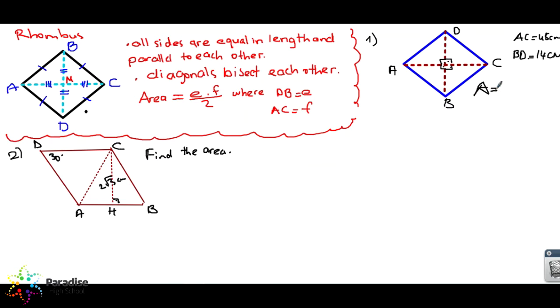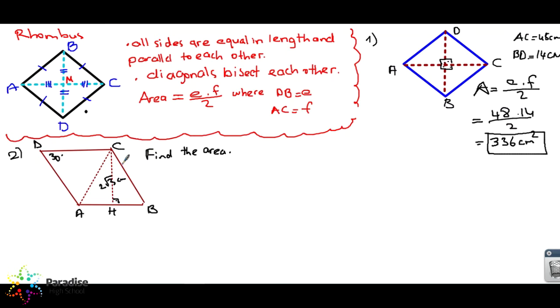Let's remember the formula. Area is equal to E times F divided by 2. So the answer will be 48 times 14 divided by 2. Let's calculate it: 24 times 14 is 336. 336 cm squared. So that's the answer. Very simple. Now let's look at question number 2, which is a challenging question. Let's try to deal with it.